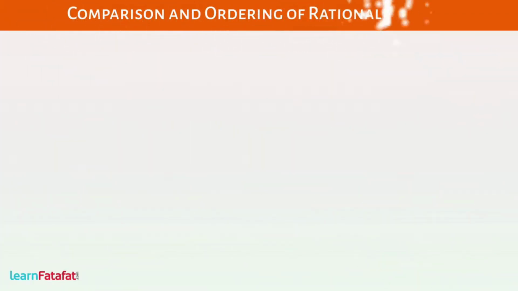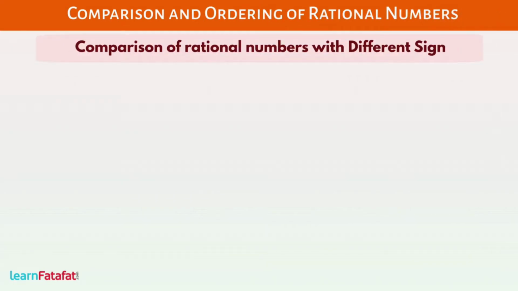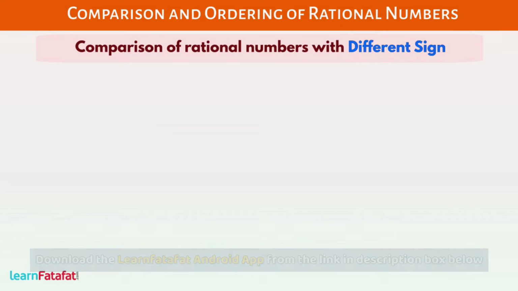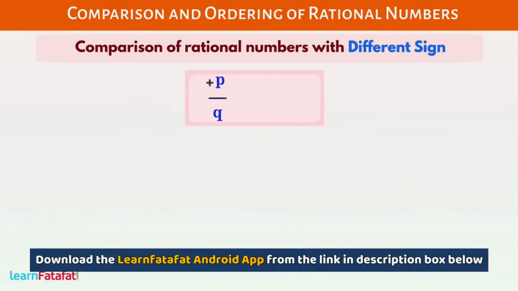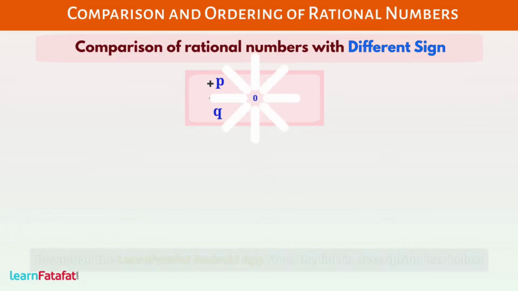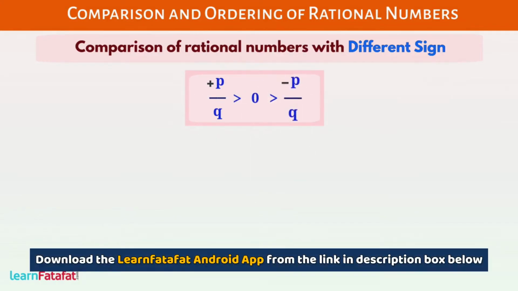In this video, we will learn how to compare and order the rational numbers. Comparison of rational numbers with different sign. It is very easy. Basically, every positive rational number is greater than 0, which is greater than every negative rational number.